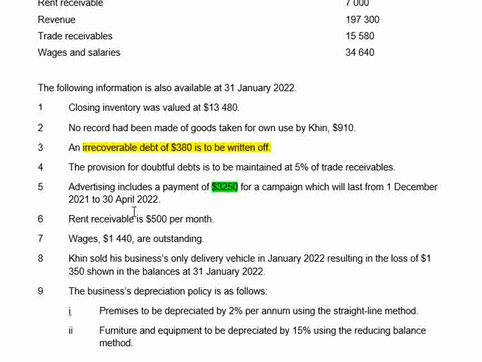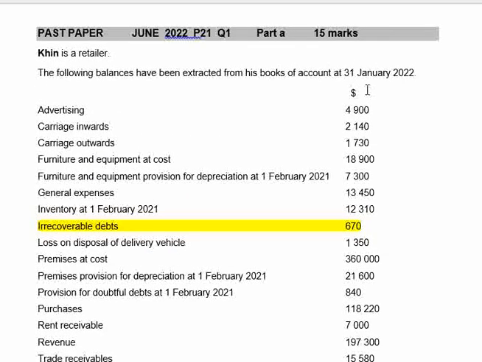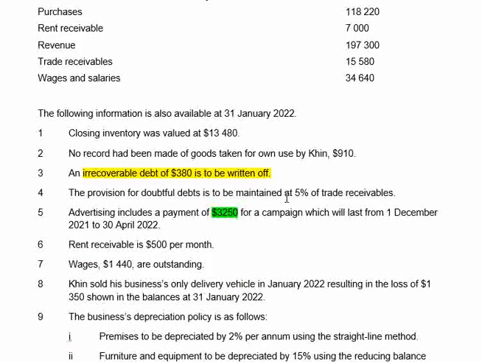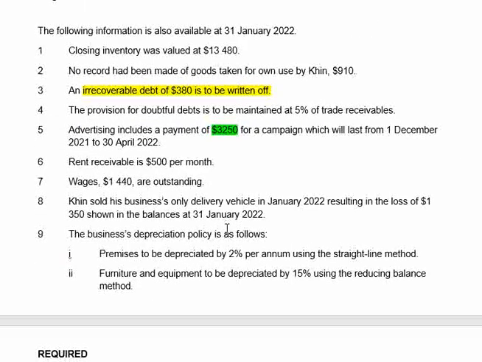So how many months have we paid for? December, January, February, March, April, 5 months. But our year end is 31 January 2022. So 3 months of advertisement expense look prepaid, and we will record this there.